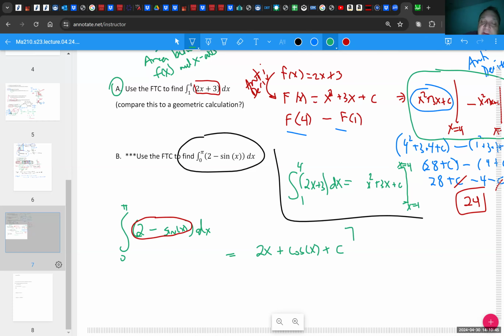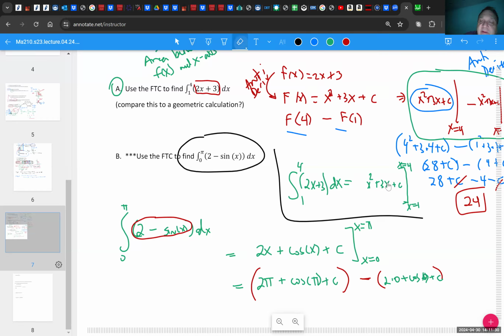And then I'm going to be evaluating this at the two endpoints. I'm going to be using this funny notation. So I'm going to evaluate it at x equals 0 and x equals pi. Those are the two endpoints. The bigger endpoint goes on the top, and that's the one we do first. So we're going to plug in pi. So that's going to be 2 pi plus cosine pi plus c, when I plugged in x equals pi. And then I'm going to subtract when I plug in x equals 0. So x equals 0 is going to be 2 times 0 plus cosine of 0 plus c.